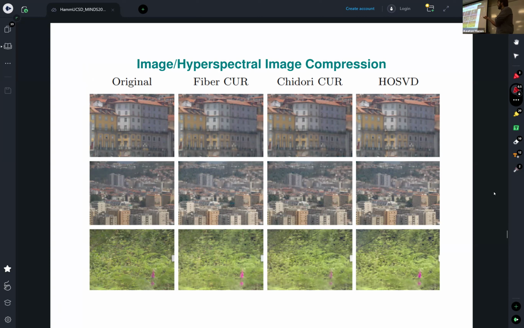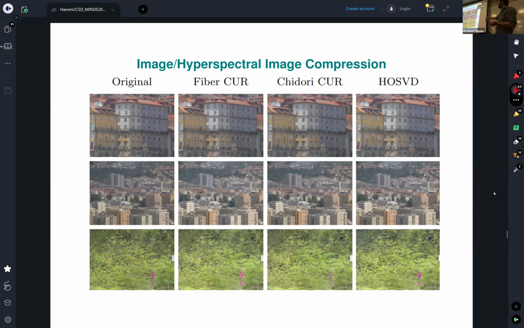So here's a really simple experiment. These are some RGB images coming from three different hyperspectral image data sets. You have a couple of city scenes, and on the bottom row a plant scene. On the left-hand side you see the original image, and the next three columns are different compressed approximations of this image.